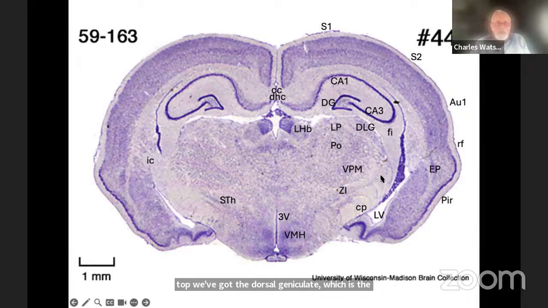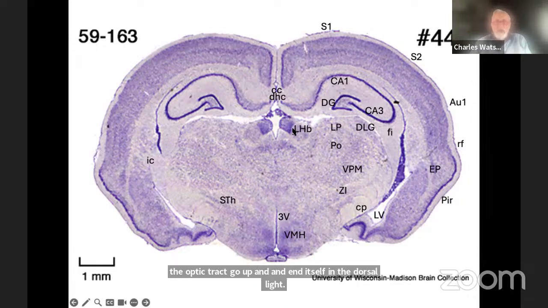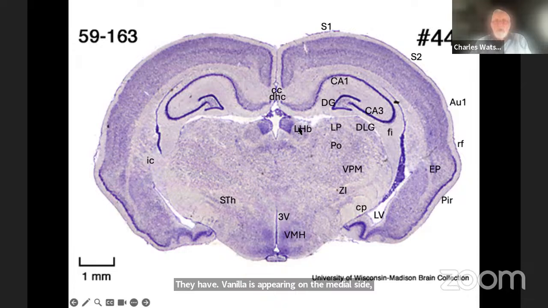And I can't see it quite here, but if we had a good series of sections, we would actually see the optic tract go up and end itself in the dorsolateral geniculate. The habenula is appearing on the medial side, and at the top we've got S2 and the other cortical areas. Interestingly enough, the ventricle, which was up the top here, winds down into the temporal lobe.